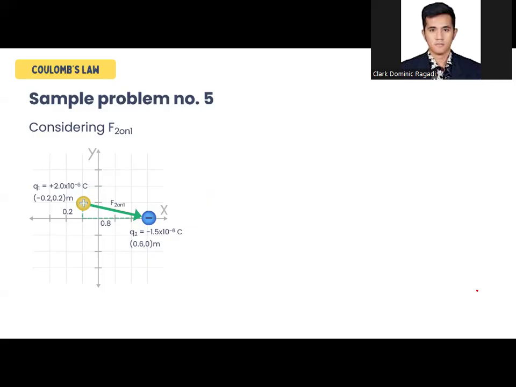If you count the grid lines, by the way, each grid line represents 0.2 meters. That's our scale of the grid line. That is why the y distance between our Q1 and Q2 is 0.2 meters, and the x distance is 0.8 meters.